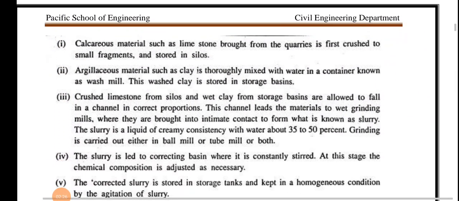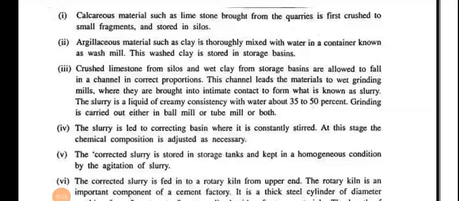Now if we study the theory, calcareous materials such as limestone brought from quarries are first crushed to small fragments and stored in silos, as we discussed. Argillaceous material such as clay is thoroughly mixed with water in a container known as wash mill. This washed clay is stored in a storage basin.